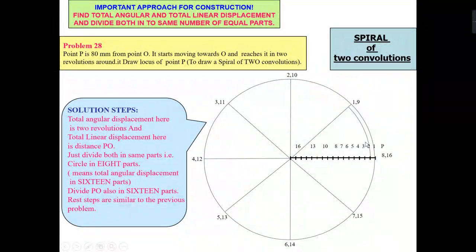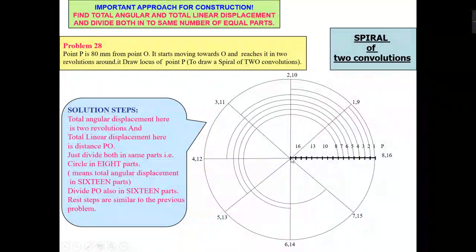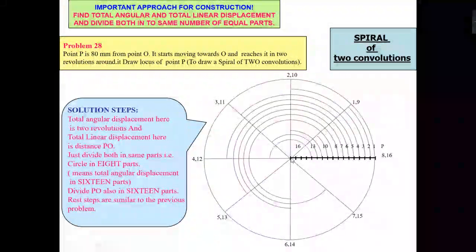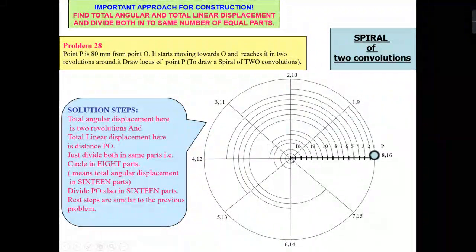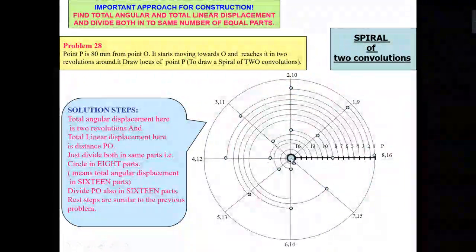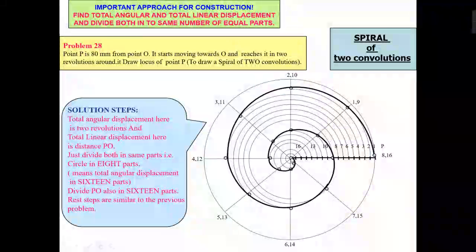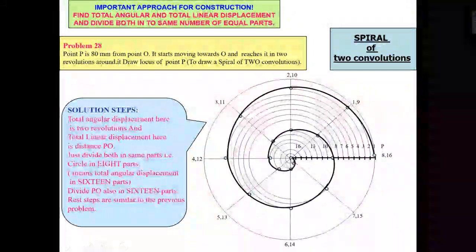So when your line is moved 30 degrees, then your point will move to position 1. This is your position 1, this is your 2, this is your 3, and this is your last position. So like this, I will draw all the points of the spiral curve, and in the 2 convolutions, the point is reaching toward the point O.